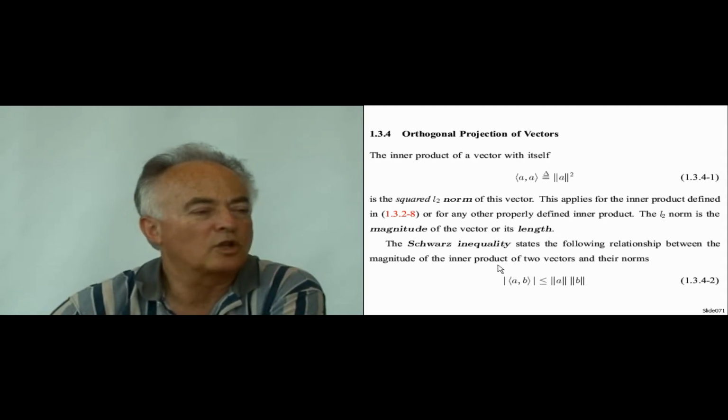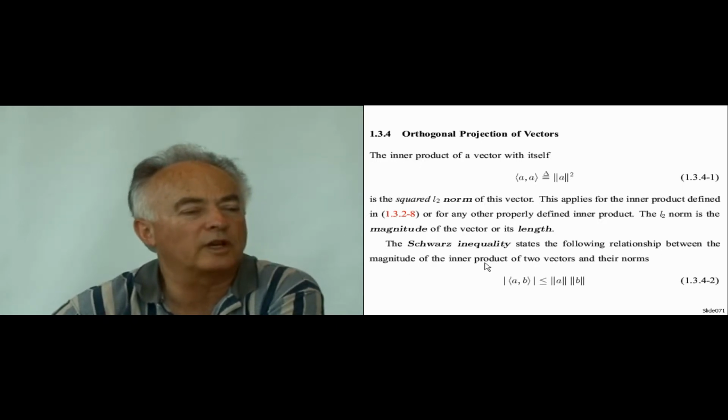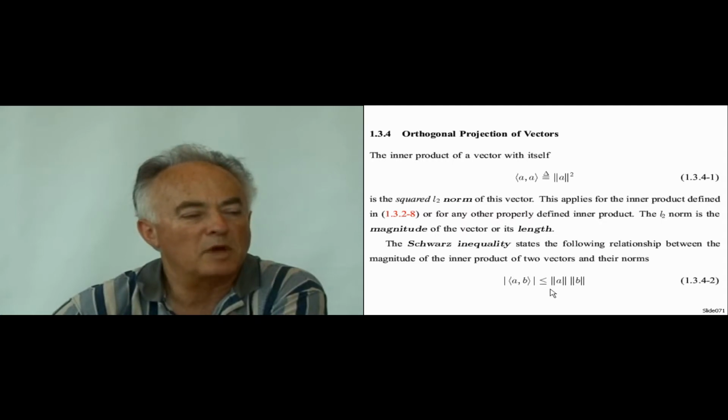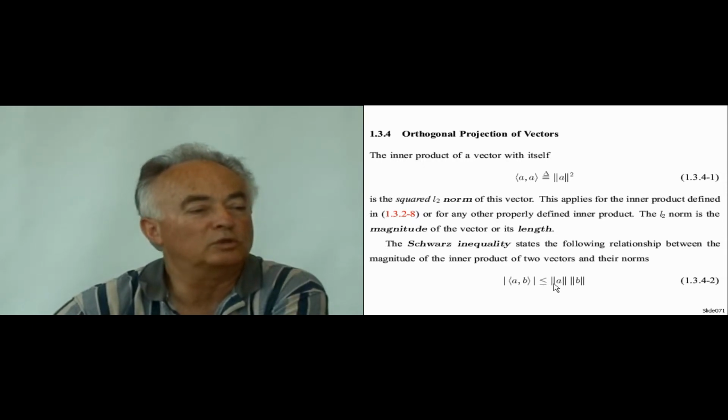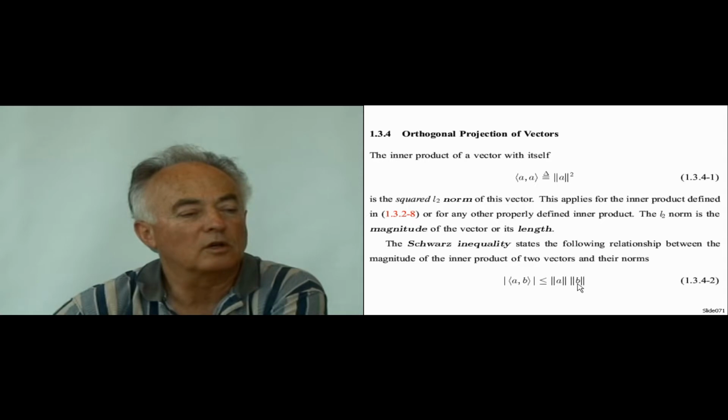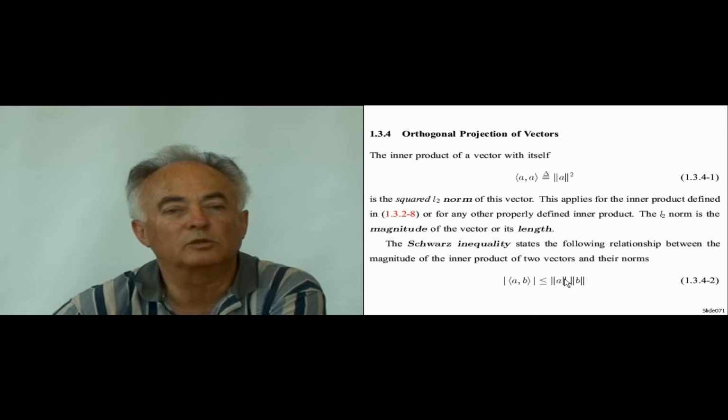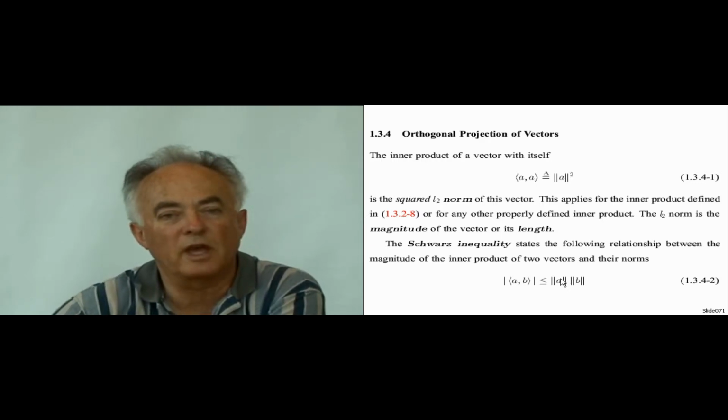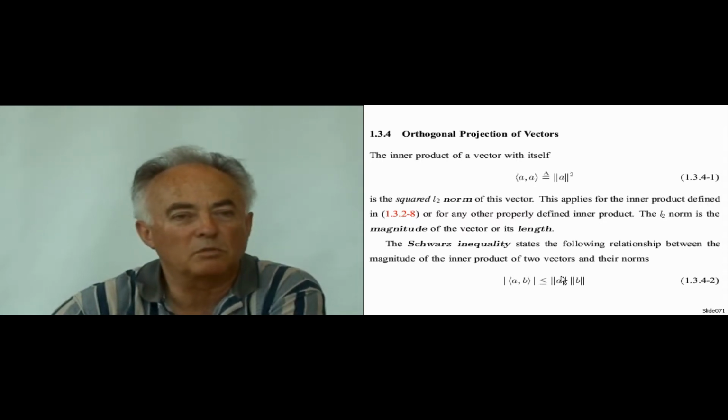The so-called Schwarz inequality states that there is a relationship between the magnitude of the inner product of two vectors and their norms. The magnitude of the inner product of A and B is less or equal to the product of the magnitudes or norms of these two vectors. And the easiest way to see this, take in 2D the plane, the inner product of two vectors is the length times the cosine of the angle between them, and this gives a clear indication that the cosine being between +1 and -1, we have this inequality.